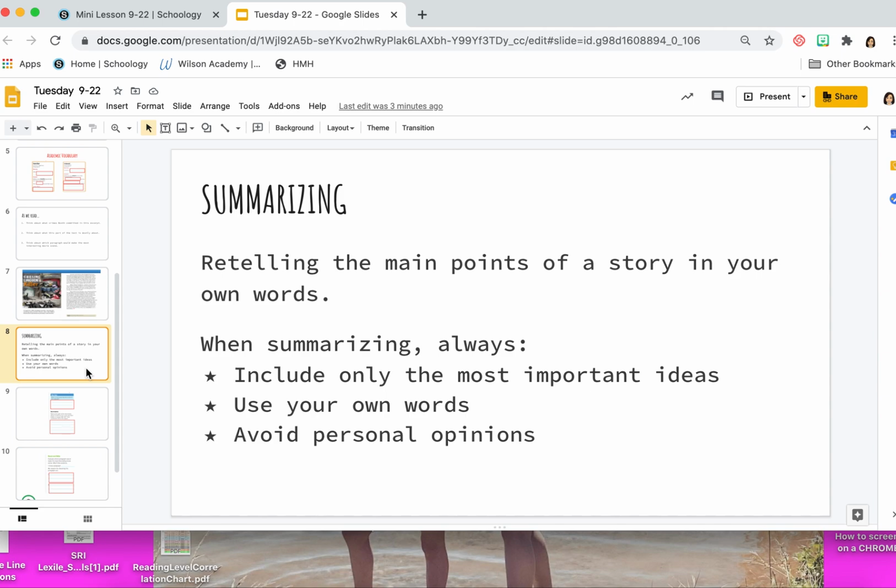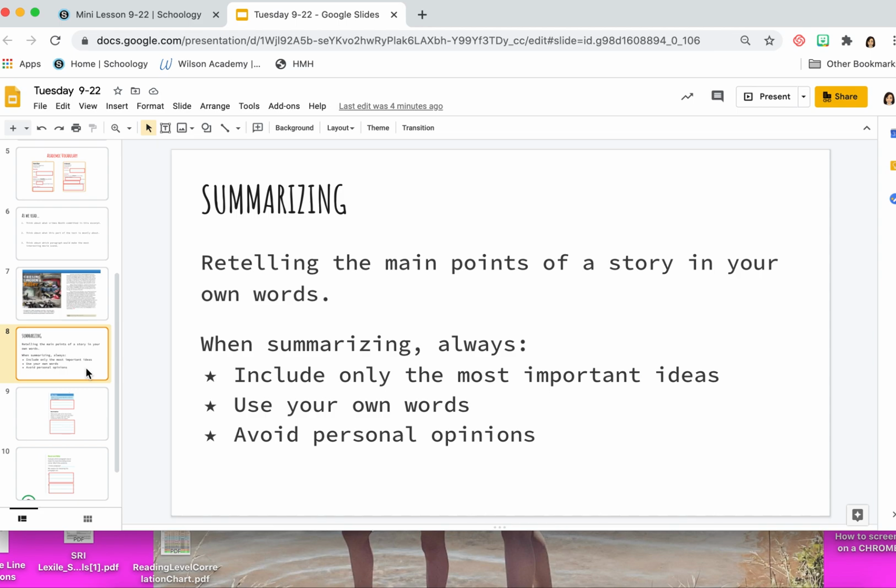All right, so we're going to summarize what we just read. And I want you to remember that summarizing is when we retell the main points of a story and we say it in our own words. We think of the most important ideas: who, what, where, when, how. You use your own words and you avoid your personal opinion.